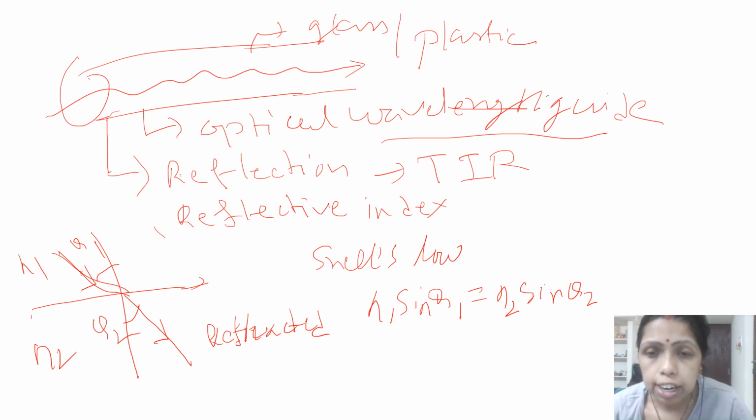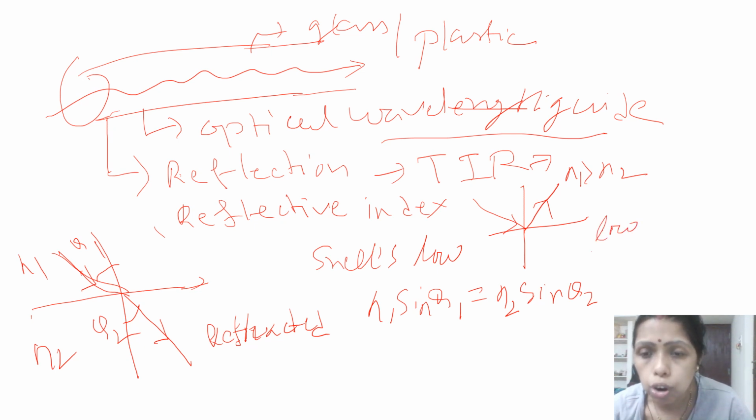When does total internal reflection occur? When n1 is greater than n2, that is, if light transmits from the denser medium to the rarer medium. What does total internal reflection mean? If light is incident on the interface, no light is refracted or penetrates through the interface. It is entirely reflected from the interface. This is called total internal reflection. To achieve total internal reflection, we have to follow some rules.